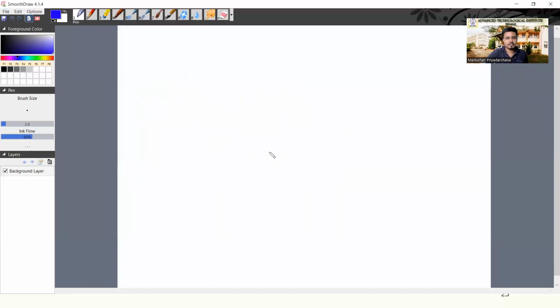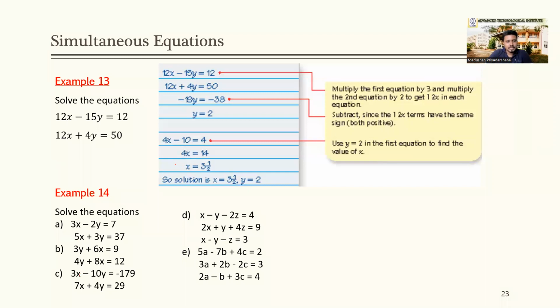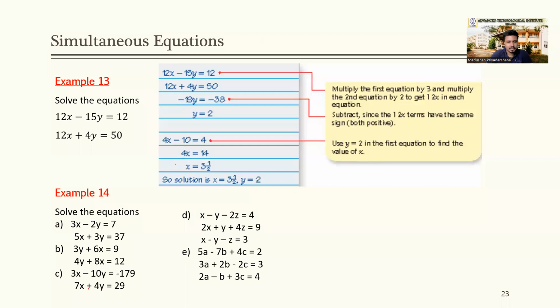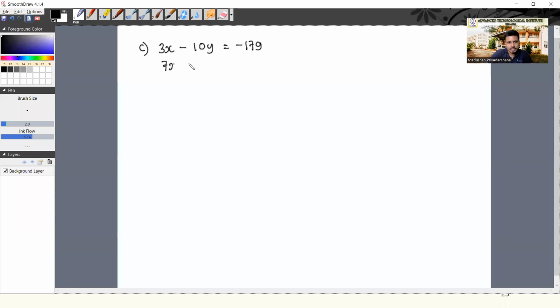Part C. 3x minus 10y equals minus 179. Then 7x plus 4y equals 29. This is equation number 1. This is equation number 2.